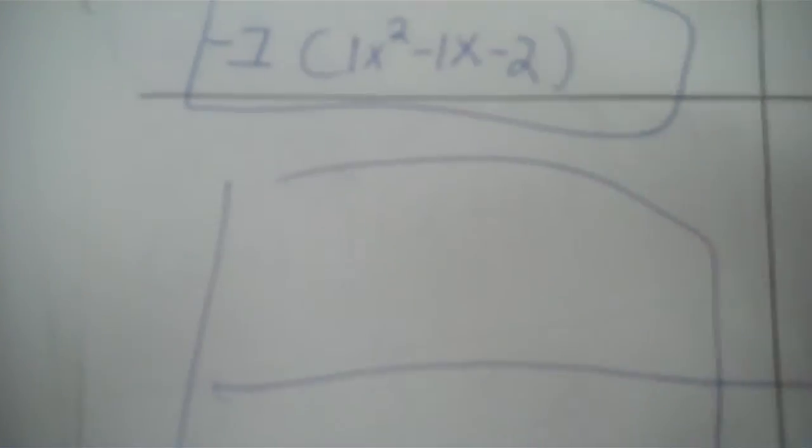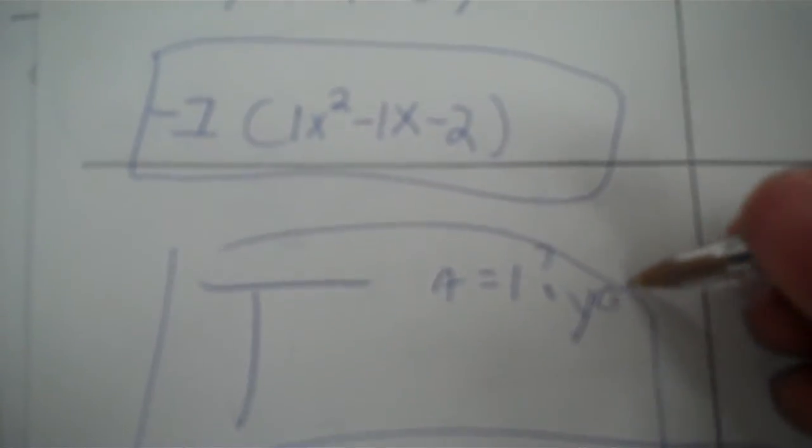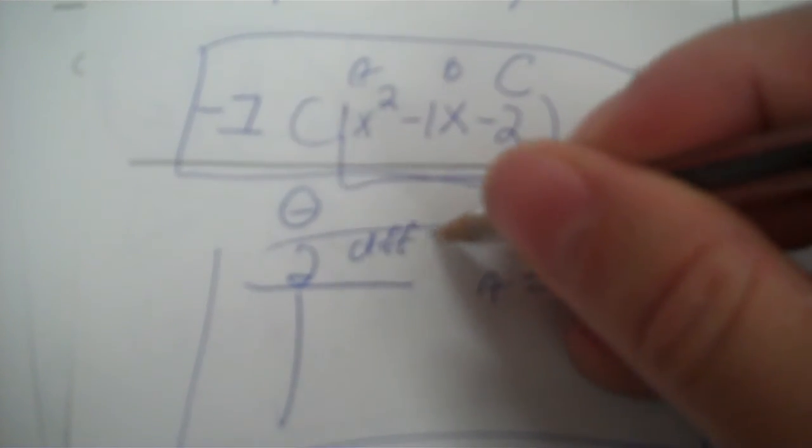Okay. So I make my box. Negative 7 gets pulled out, and then we divide all these by negative 7. So this can be 1x to the second minus 1x minus 2. Okay. Now I make a T. Is a equal to 1? Yes, actually it is. So 1 times negative 2 is negative 2. Difference of 1. 1 and 2. Boom. Okay.